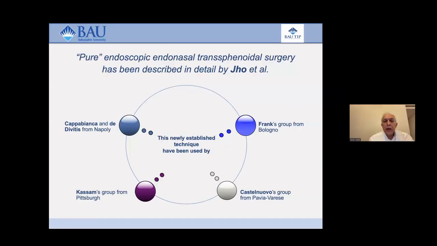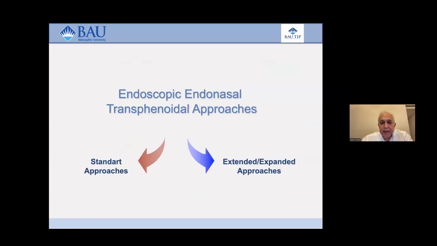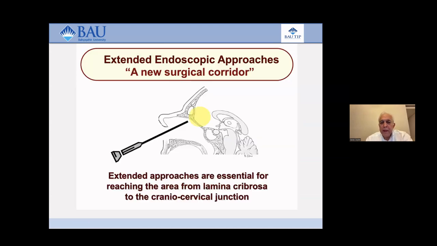The endoscopic transsphenoidal approach was first performed by Jankowski, but this approach was described in detail by Jho et al. This established technique has been used by many authorities from different countries. The endoscopic transsphenoidal approach includes two approaches, standard and extended expanded approaches. The extended endoscopic approach has been used to reach from the lamina cribrosa to the craniocervical junction.